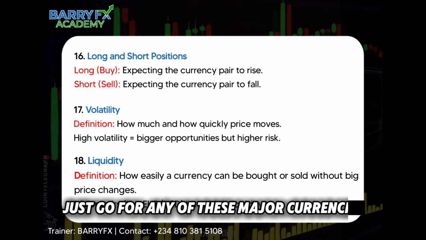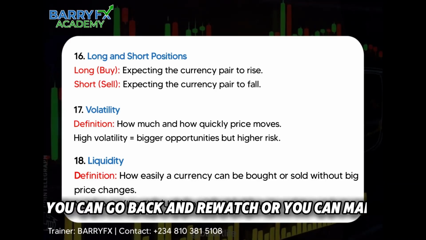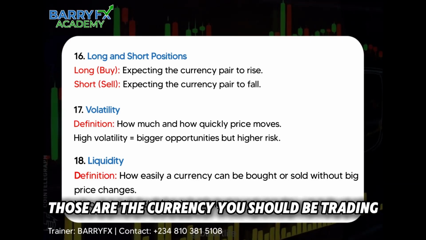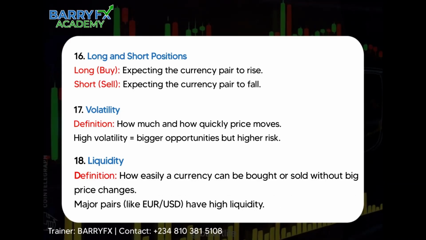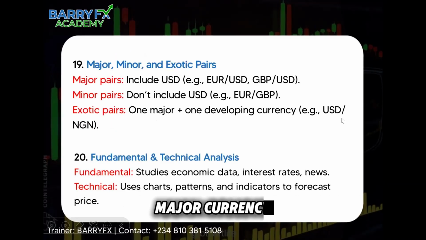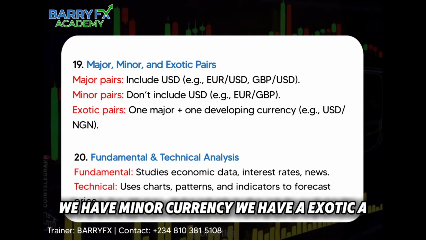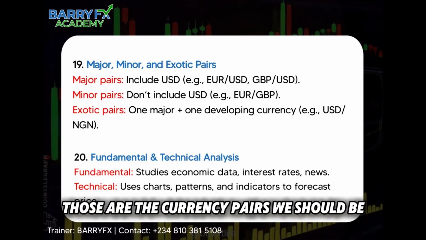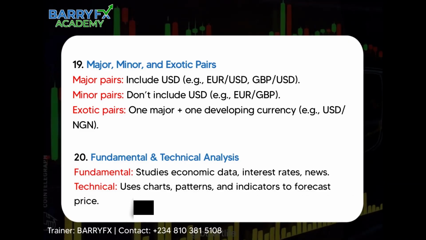Just go for any of these major currencies, like I mentioned them. You can go back and rewatch, or you can research them. These major currencies are the ones you should be trading. I'll be teaching you what the major currencies are. We have major, minor, and exotic currency pairs. Those are the currency pairs we should be looking at.